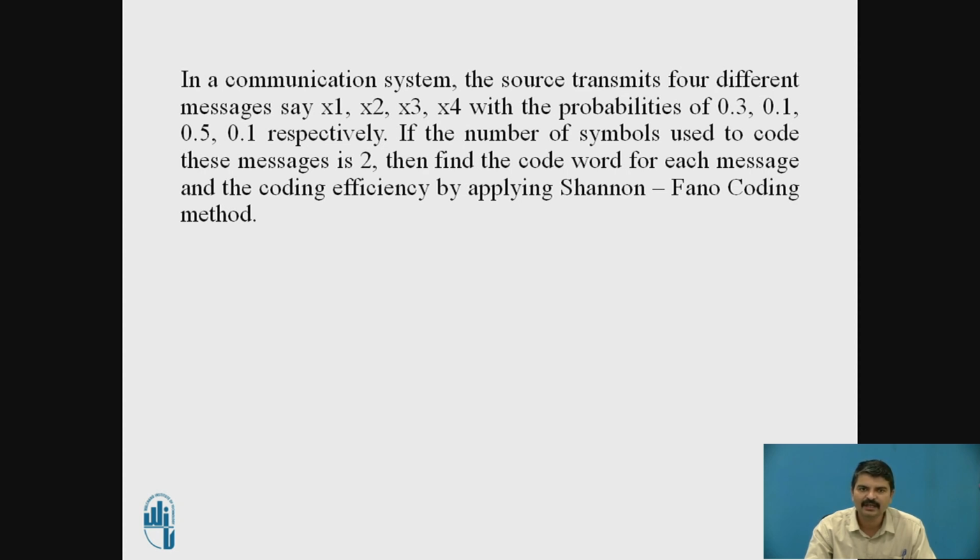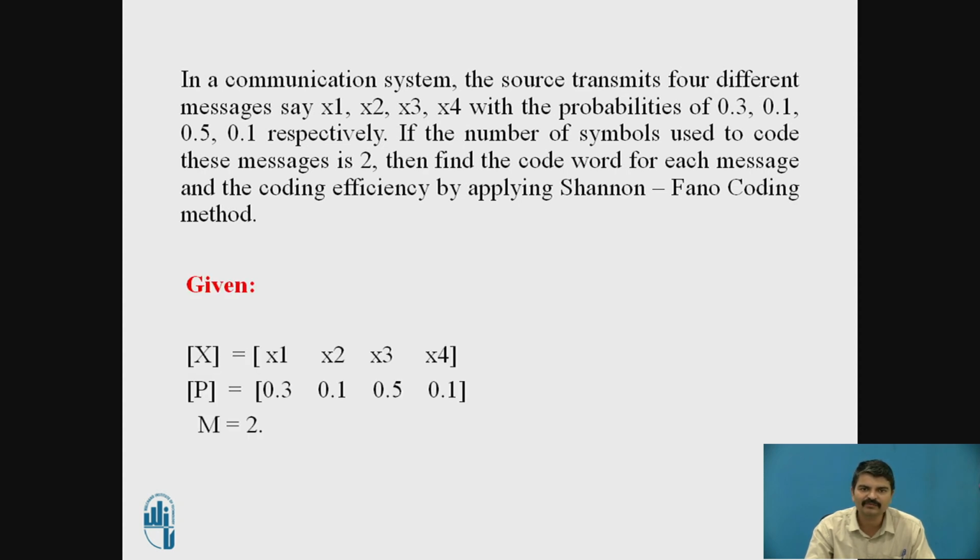See the example. In one communication system, the source transmits 4 different messages, x1, x2, x3 and x4, with probabilities of 0.3, 0.1, 0.5 and 0.1 respectively. If the number of symbols used to code these messages is 2, then find the code word for each message and the coding efficiency by applying the Shannon Fano coding method. Remember students, when we deal with such kinds of problems, our first step should be to write what is given.